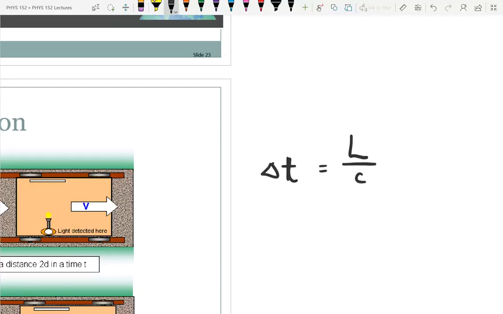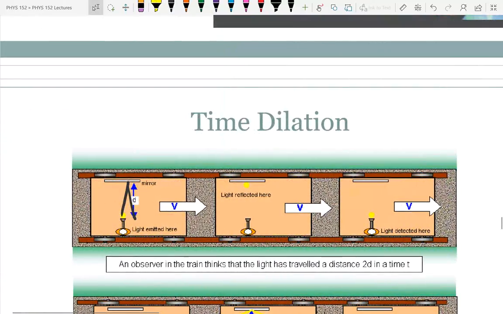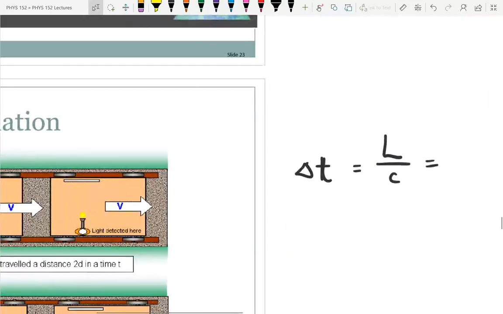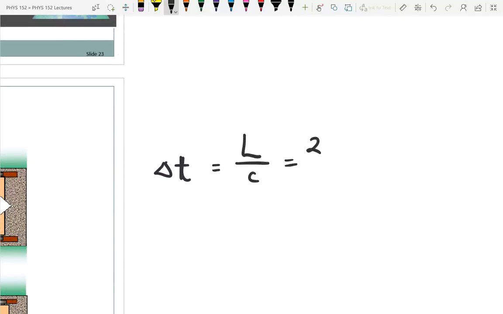Well, what is the distance it travels? If it's a distance lowercase d to go from the light to the mirror and lowercase d back, then it's just going to be 2 times that distance over the speed of light. That's the time for one tick of our clock. Pretty simple, right? And you're wondering, how does this get anywhere? Why did Einstein come up with something so simple?